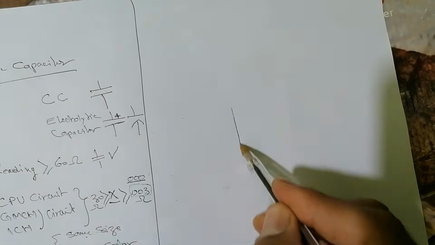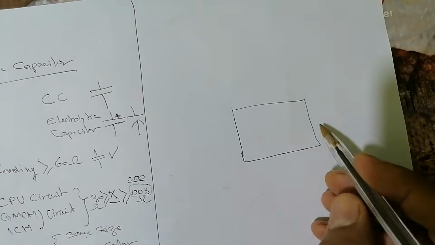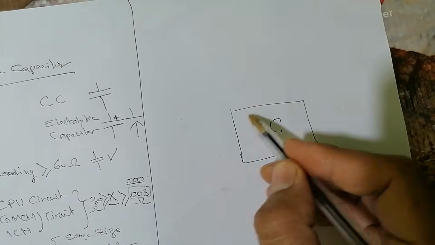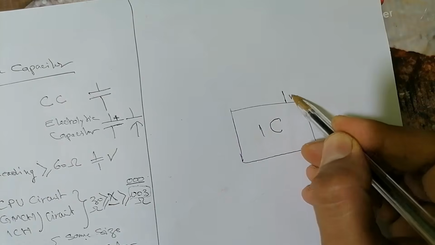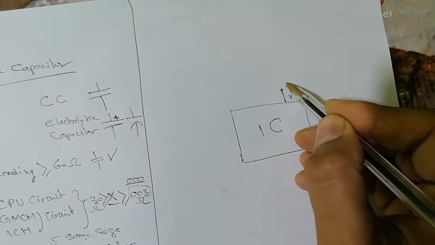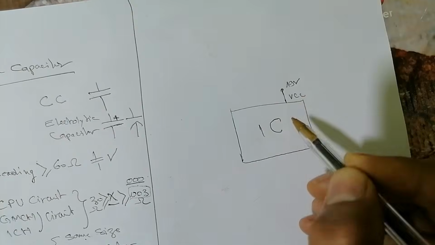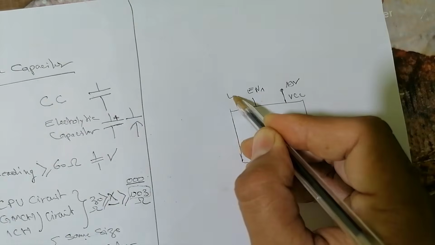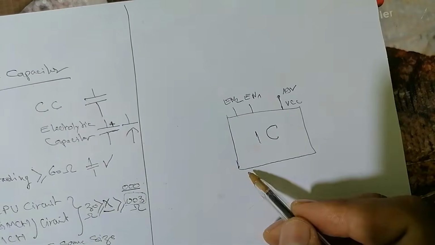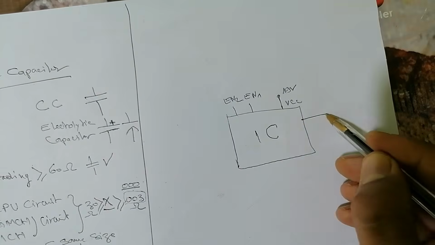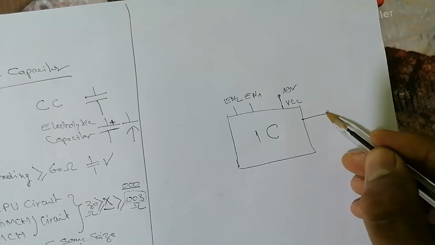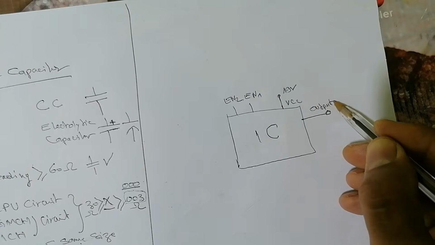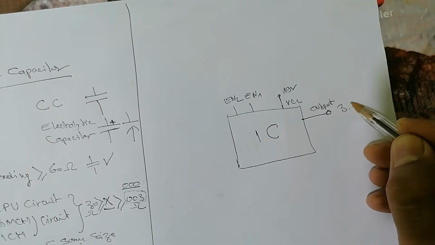To understand clearly, I can even draw an IC here. This is, for example, an IC. We have VCC at this point. Let's assume we have 19 volt VCC. We have, for example, 2 enable signals, enable 1 and enable 2. And over here we will get an output. For example, we will get 3.3 volt.